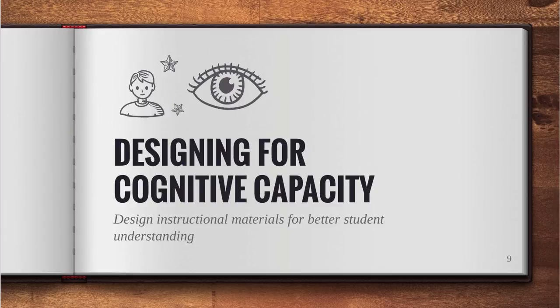Designing for cognitive capacity. This module will explore designing instructional materials for better student understanding and prompt you to transform a current presentation. If you choose this topic, you will likely implement a design strategy and gather data on student interest, engagement, understanding, or other.